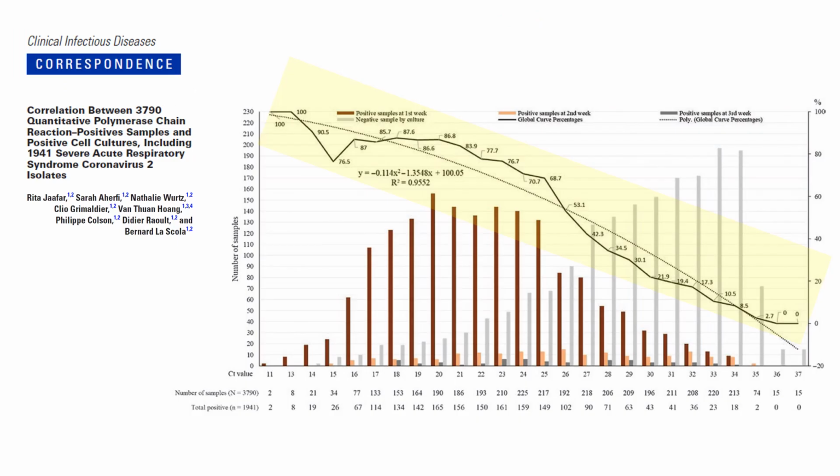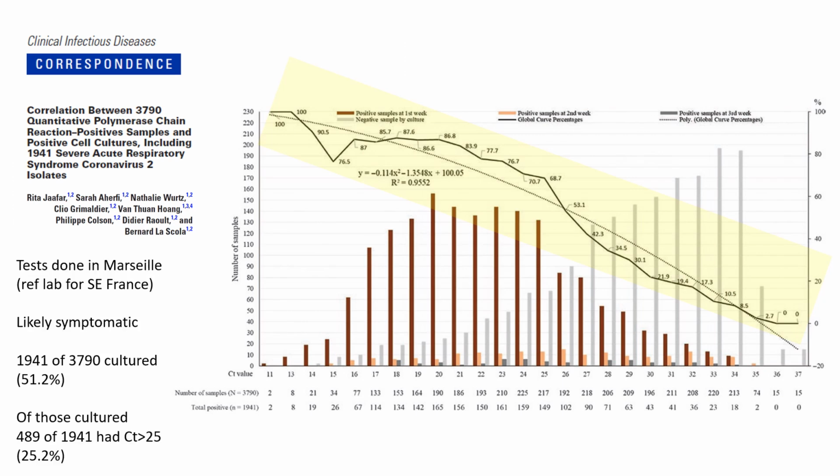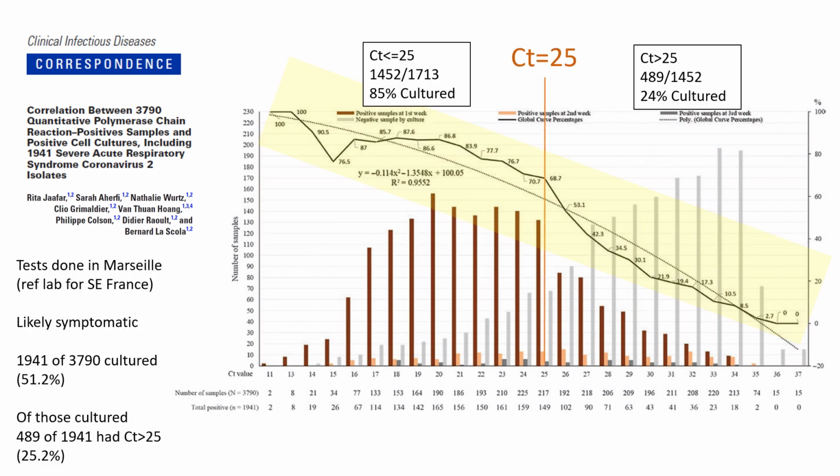Similarly, from similar data from Marseille, a much larger data set where they've done culture on 3,790 samples. Again, the CT value of 25, you can see there are a lot of people who have CT values above that in whom culture has been successful. So it's not a step change at all at 25. And if we forget about those people with CT values above 25, we're going to be missing out a lot.